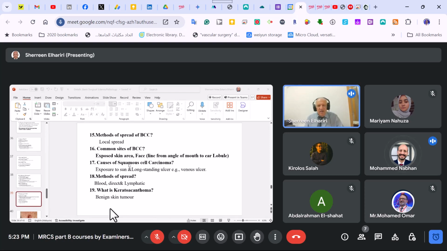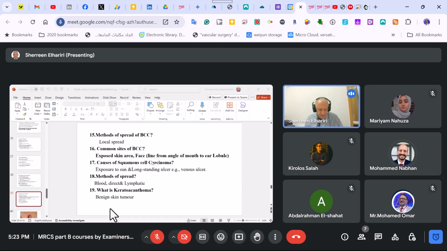Okay. So we have a squamous cell carcinoma. What is the predisposing factor for squamous cell carcinoma or causes for squamous cell carcinoma? Sun exposure, chronic irritation. What is in the leg? Can squamous cell carcinoma occur in the leg after what? Yes, occur in the leg. After what lesion occur in the leg can be followed by squamous cell carcinoma? Long-standing venous ulcer. What we call it? Marjolin's ulcer.